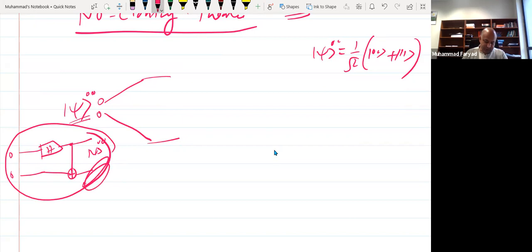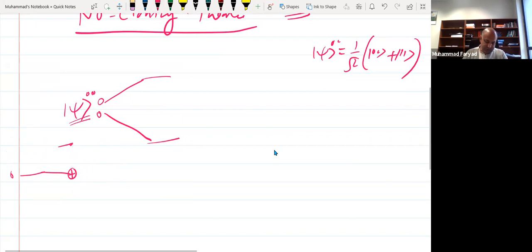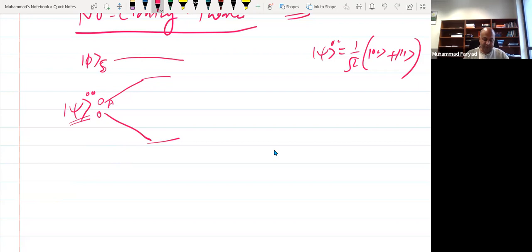Okay, so let me erase this part. Okay, so we have these 2 qubits that are prepared in this Bell state. And then there is this third qubit, which is in some state phi. Let's say this is qubit S. These are my qubits A and B. So I want to transport or teleport the state of this qubit to this qubit B.